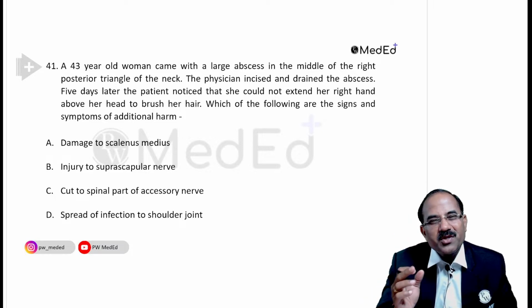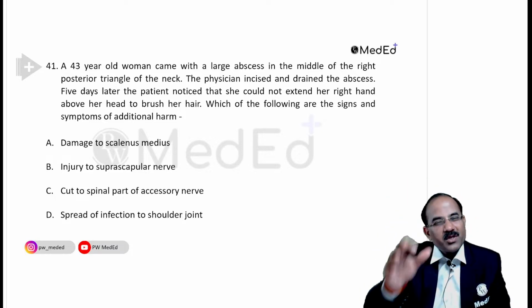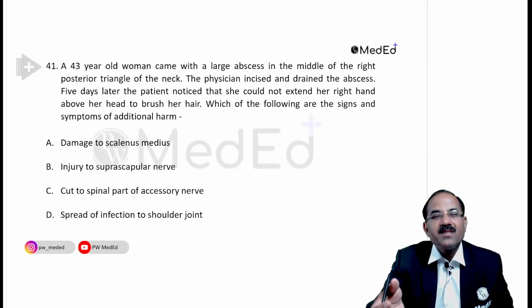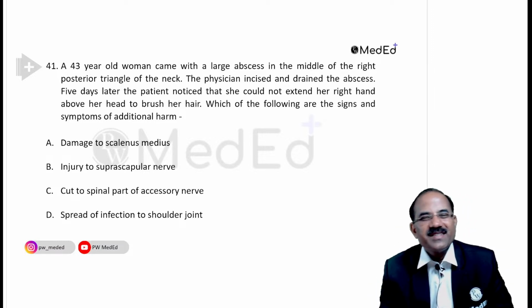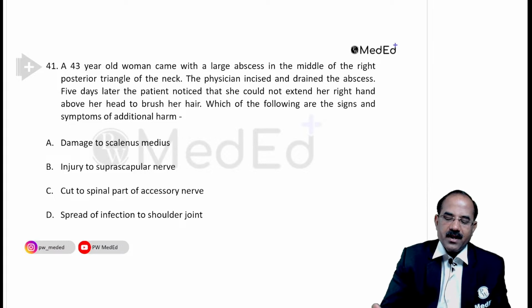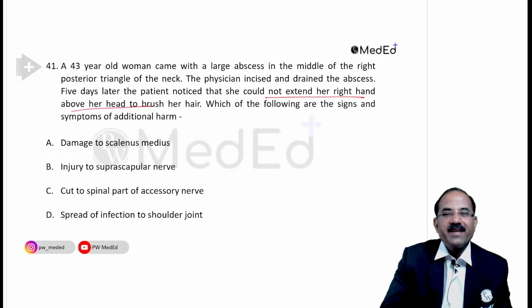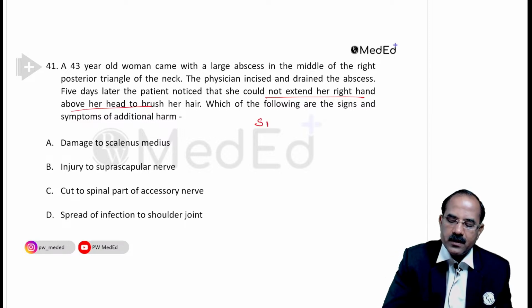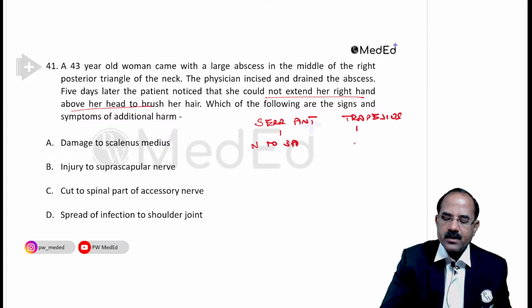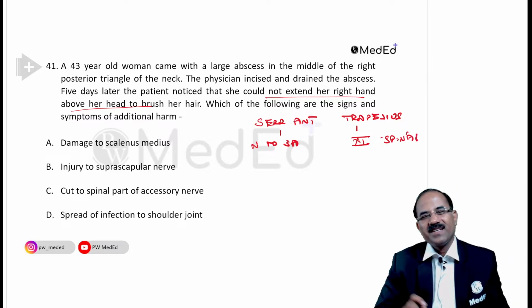Overhead abduction of the arm is done by 2 muscles, as I told you, children: serratus anterior and trapezius. She cannot extend her right hand above her head; that's overhead abduction, done by serratus anterior and trapezius. What's the nerve supply of serratus anterior? That's the nerve to serratus anterior. And what's the nerve supply of trapezius? That's the spinal accessory.